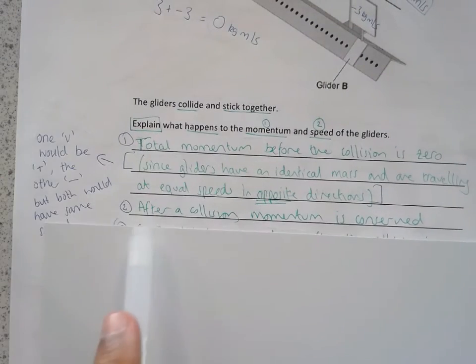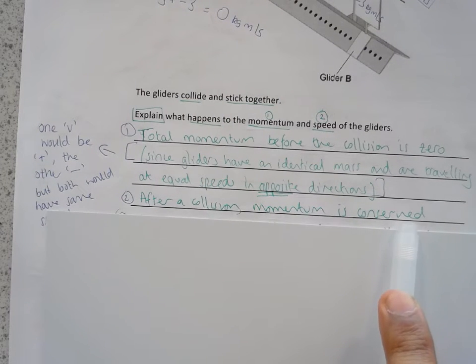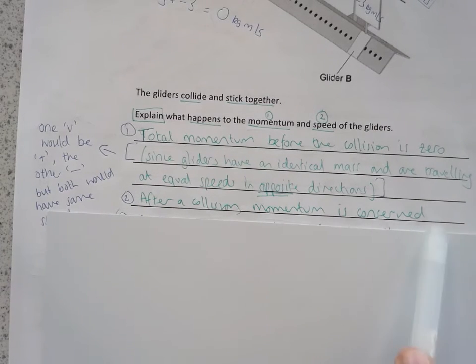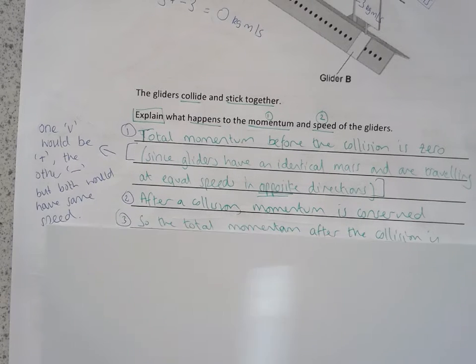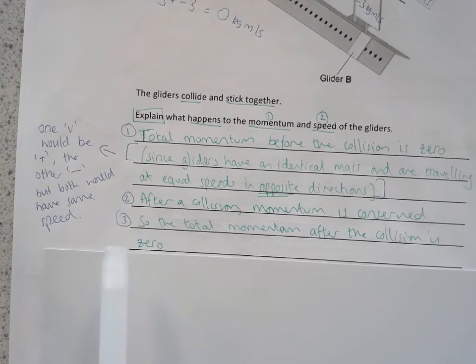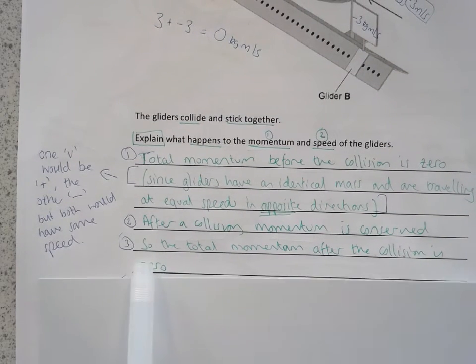The second mark is just saying after a collision, momentum is conserved. That is a rule. So whenever you're asked a question about changes in momentum, it's a good idea to always write this down. You're likely to get a mark. After a collision, momentum is conserved. So the total momentum after the collision should be 0, because before it was 0, after it should be 0. So you get another third mark for saying that.